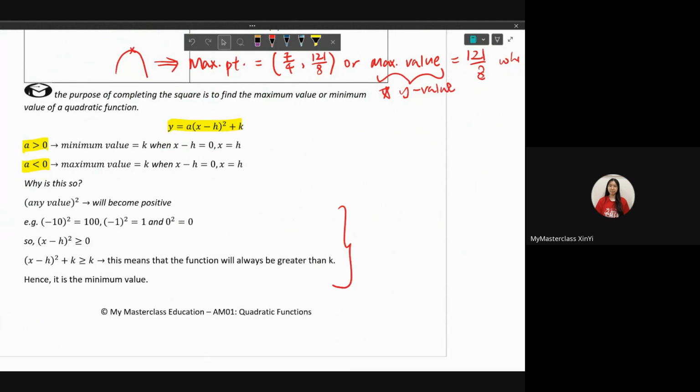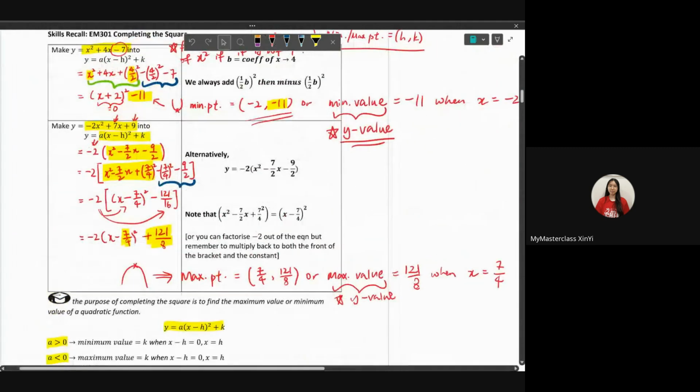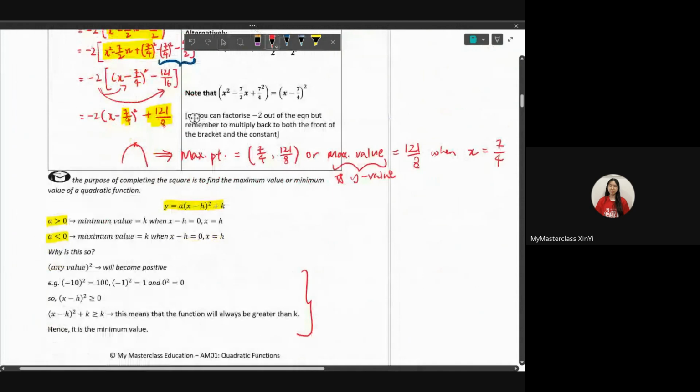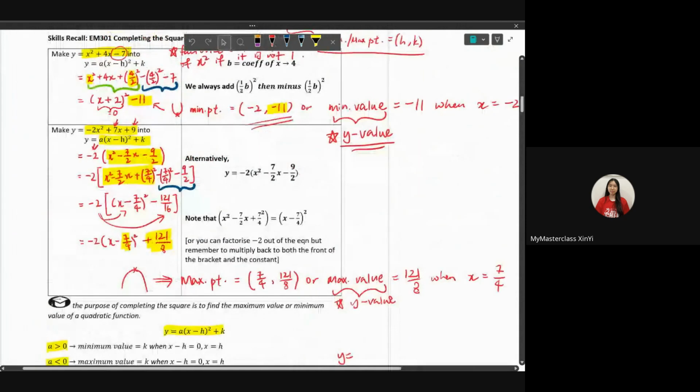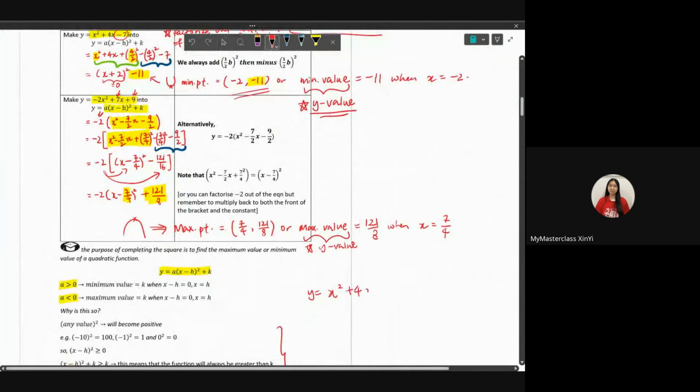So let's say for example, the first example. When you have y equals x squared plus 4x minus 7, right?